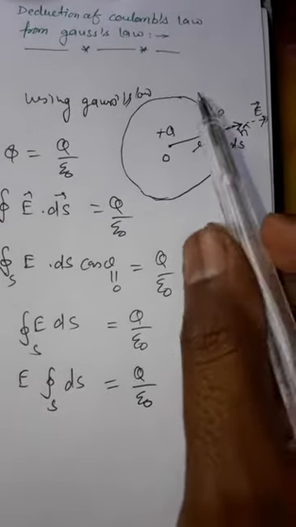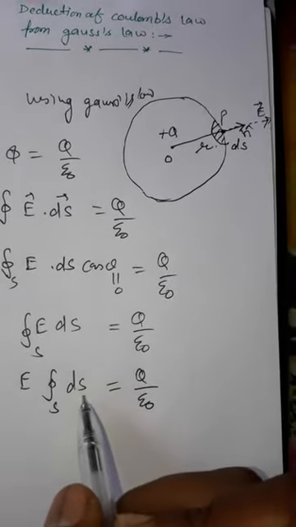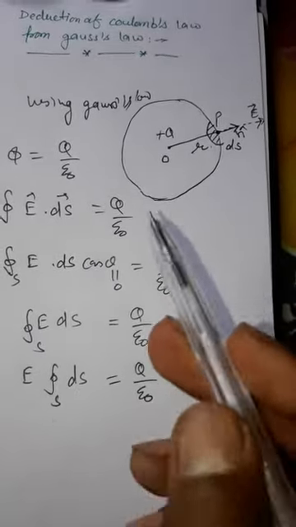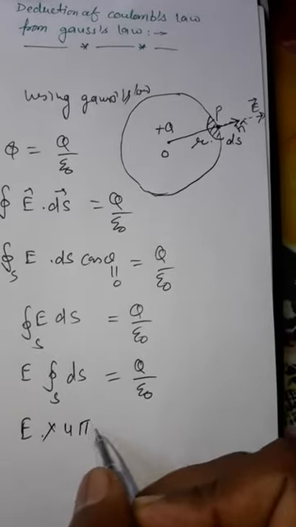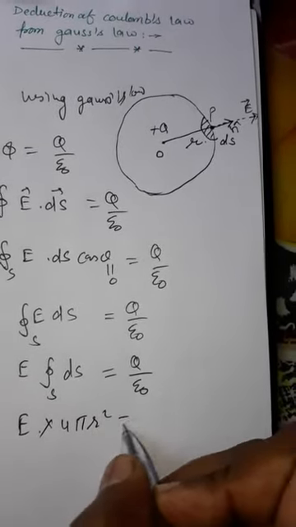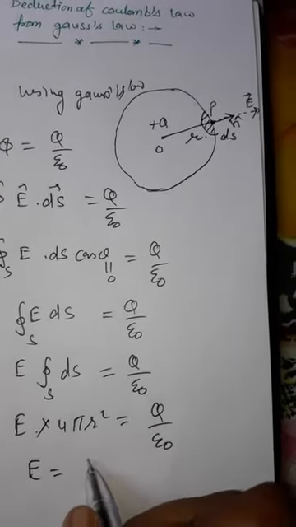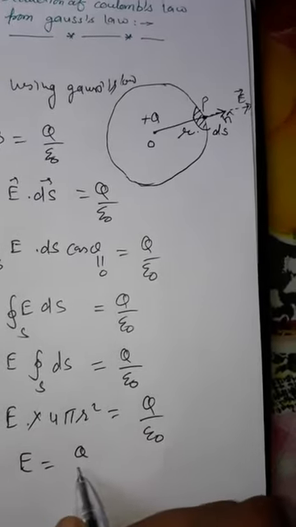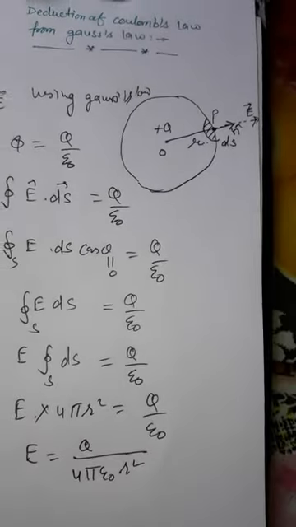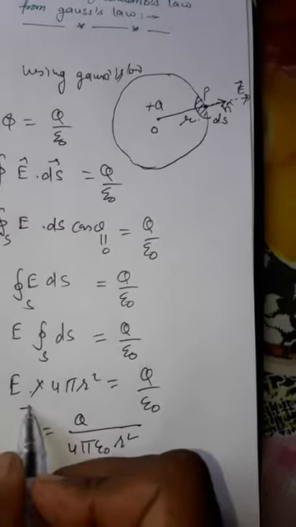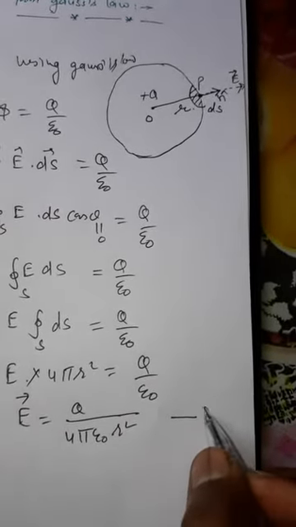Now as we consider the surface to be spherical, the integral of ds is the total surface area of this sphere. So we can write it as E into 4 pi r square, that is the surface area of the sphere, which is equal to q upon epsilon naught, and E becomes 1 upon 4 pi epsilon naught r square into q. So this is the value of electric field at point P. Say this is equation 1.